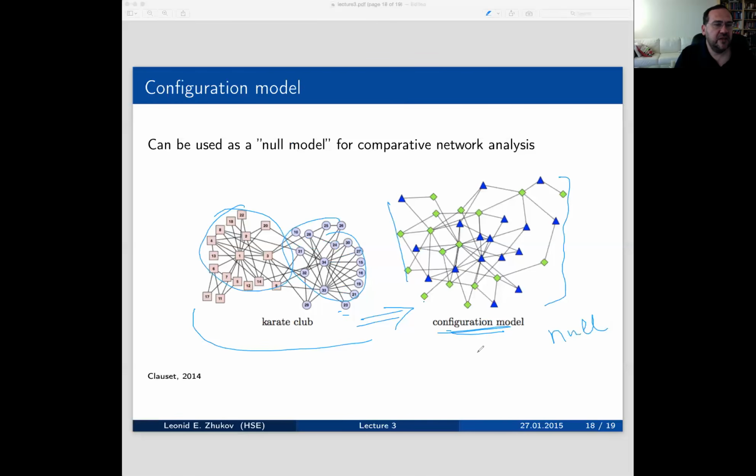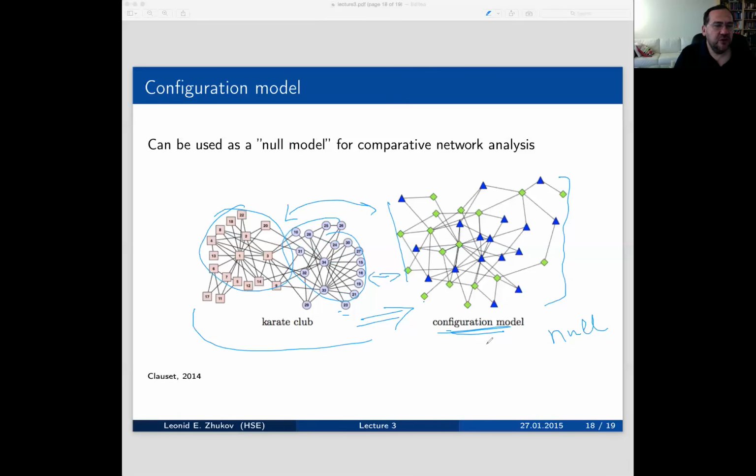If we want to look for communities, for example, we can compare the structure of this graph versus the structure of a random graph. The random graph does not have communities. Things are connected at random. This graph has communities. How do we know that? We compare the structure to the random configuration.